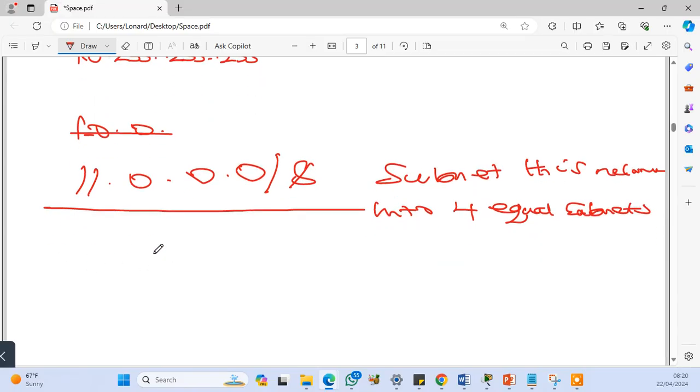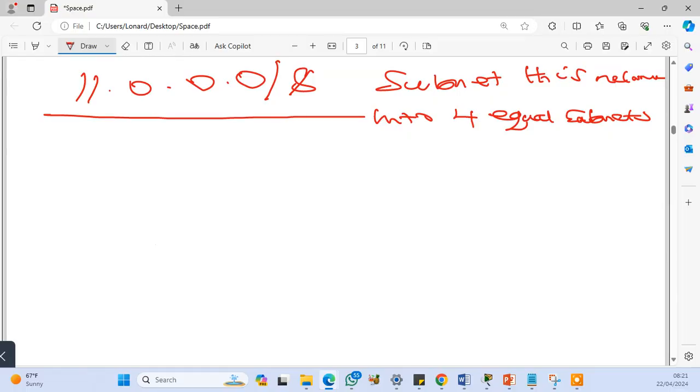So this is the network, but we want to group it. Our wish is to group the network into 4 equal subnets in size. Equal in size meaning that all the 4 subnets should have the same number of hosts per network. So we're going to use the other formulas, you still know them.